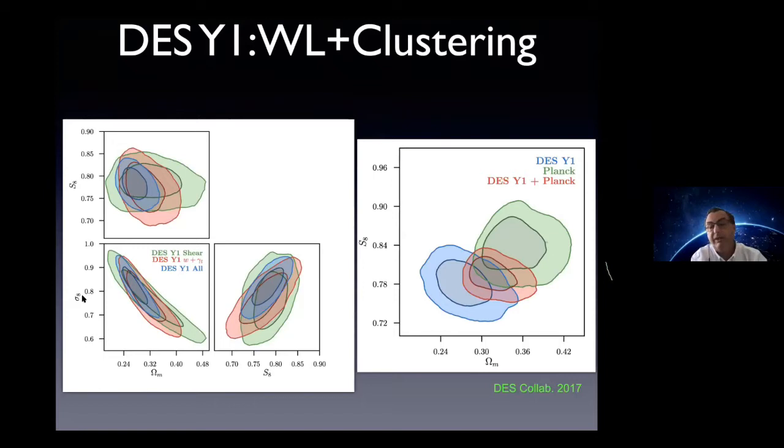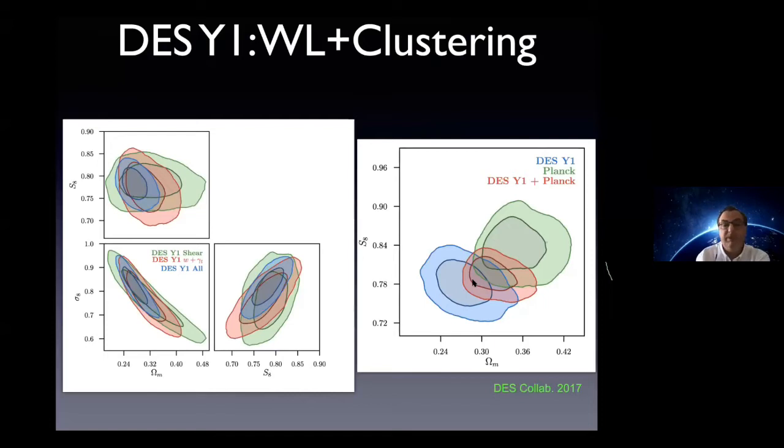Now if you look at the right-hand side, you'll see a comparison between these DES Y1 constraints from lensing plus large-scale structure and galaxy clustering. In blue, you see the DES Y1 constraints from before, and then in green, you see the Planck constraints. At the time, I think it was Planck 15. You see that there's somewhat of a tension, not very significant, but nevertheless present, between the Planck constraints and the Dark Energy Survey constraint. This is often called the sigma 8 tension between the early universe and the lower redshift universe.